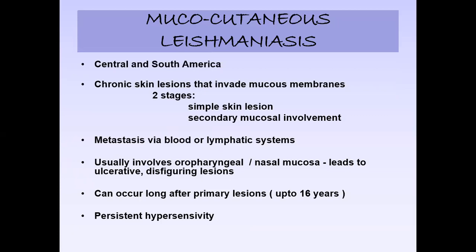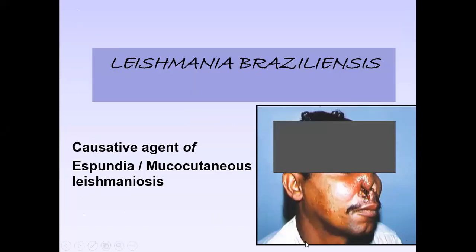From the mucosa, it can metastasize to other systems in the body via the blood or the lymphatics. Most commonly involved areas are the oropharynx and the nasal mucosa, which is responsible for the disfiguring of the face, as you can see in this individual. So this area is most commonly involved in mucocutaneous leishmaniasis.